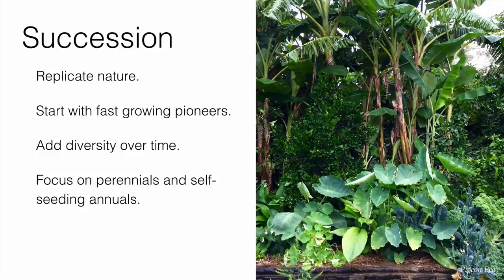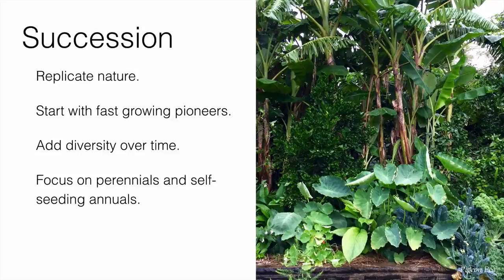It actually takes more energy to try and keep it in a simpler system than it does to allow it to grow into this multi-layered abundance. So you replicate nature. Start first with the fast-growing pioneer species, whether they be the fast-growing herbs or the fast-growing vegetables, and then the shrubs, and add the diversity over time. You're not going to get this straight away. So focus on adding diversity over time and adding in the perennials, and also self-seeding annuals.